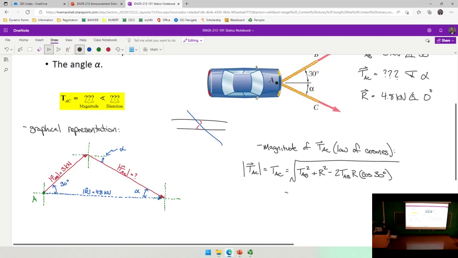So that's 3 kilonewtons squared plus, let's see, 4.8 kilonewtons squared minus 2 times 3 kilonewtons times 4.8 kilonewtons times cosine 30 degrees. What do we got for that?